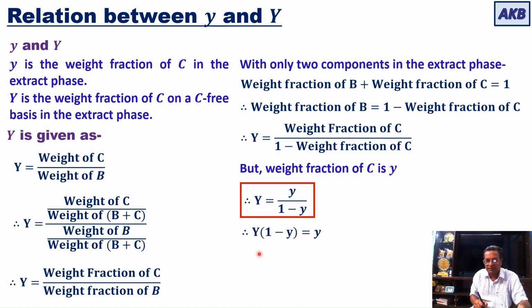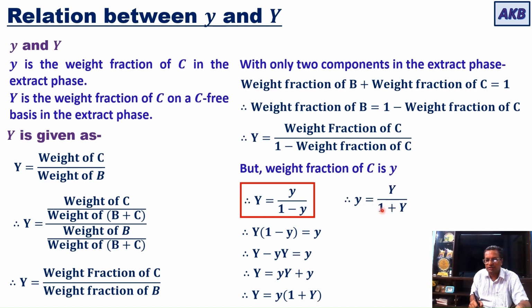Now let us rearrange it. So I'll bring this down on the side. So capital Y into 1 minus small y is equal to small y. That is capital Y minus small y into capital Y is equal to small y. That is capital Y is equal to small y into capital Y plus small y. That is capital Y is equal to small y into 1 plus capital Y. That is small y is equal to capital Y divided by 1 plus capital Y. So in this case, if capital Y, that is weight fraction of C on a C-free basis in the extract phase, is known to you, you can find out weight fraction of C in the extract phase. So with this, I end my discussion for this video.